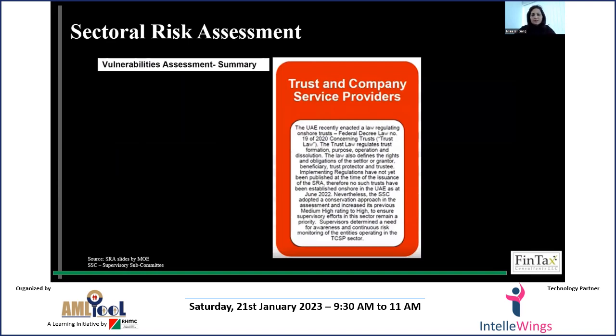So what the supervisory subcommittee mentioned they analyzed in the national risk assessment was that the TCSPs provide a platform to enter particular jurisdictions, and also the trusts and companies of trusts law has been formed in the country. It's not yet published, as mentioned by them. So they want more vigilance on this particular sector. That is why they increased the rating from medium high to high. If we read between the lines, it says the SSC adopted a conservative approach in the assessment and increased its previous medium high rating to high to ensure supervisory efforts in the sector remain a priority. So it is on a watch by the ministries.